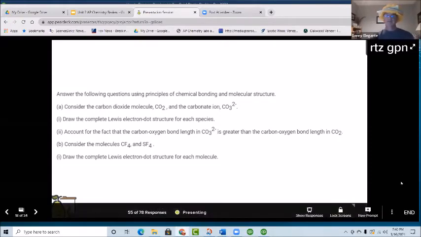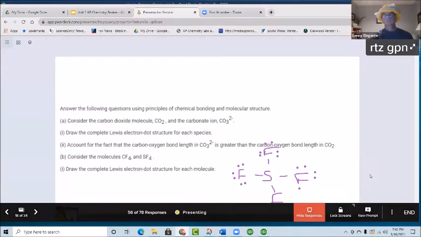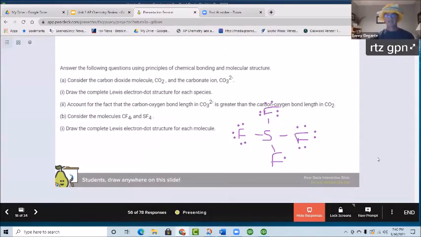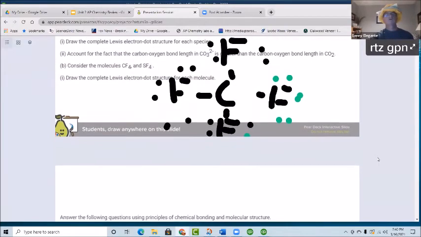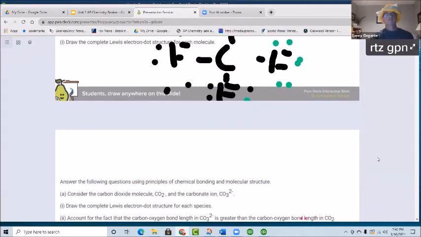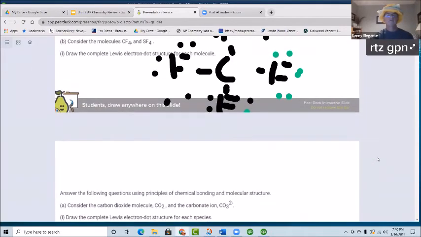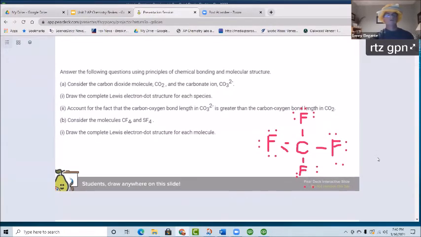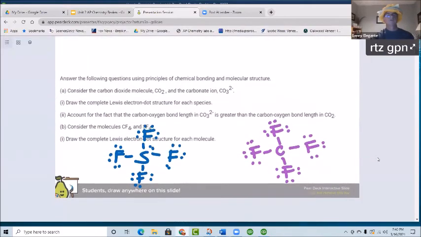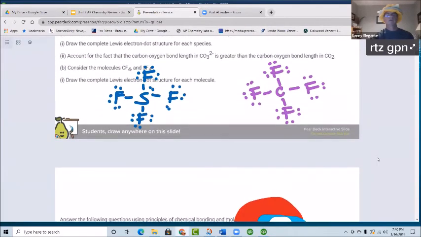I got 55 answers. Y'all are doing great, jumping in and answering questions. Let me look at a couple of them. Here's an SF4. It's missing some electrons. There's a CF4. It's missing some electrons. Maybe. No, it's not. Never mind. There's a CF4 with what looks like a double bond. There's somebody showing off doing both of them.